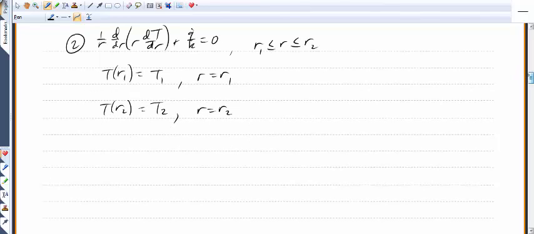So we'll start by solving this by taking the equation itself up top and moving the q dot over k over to the right-hand side because they're just a constant.